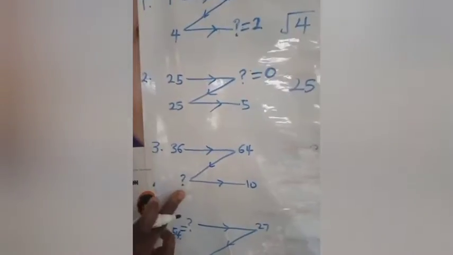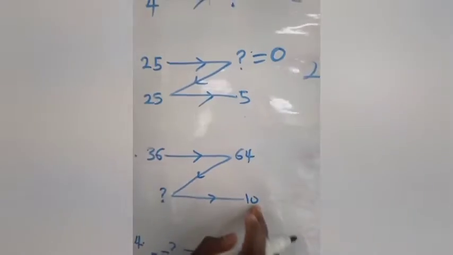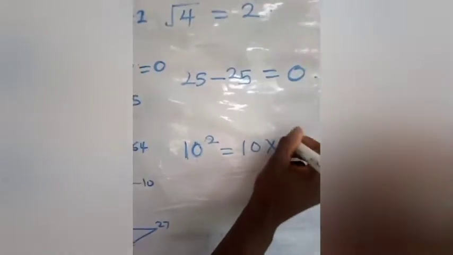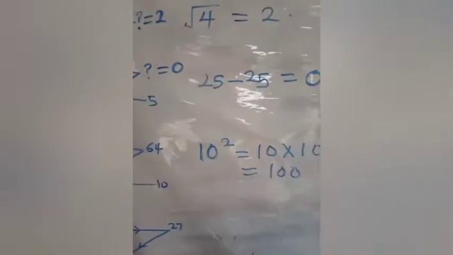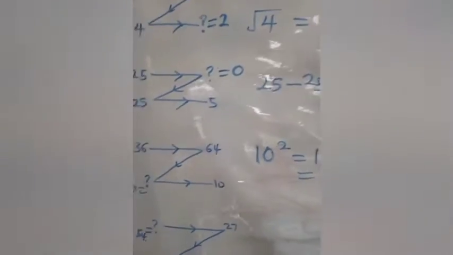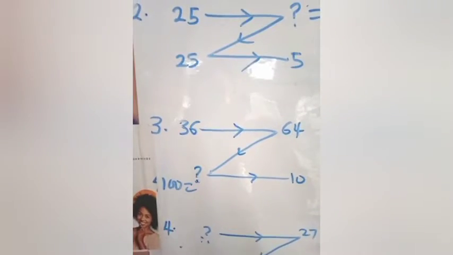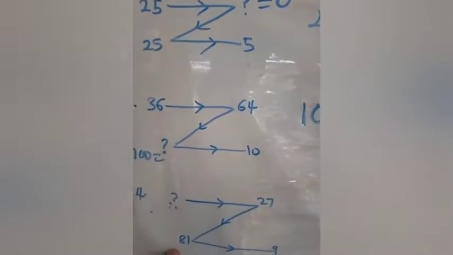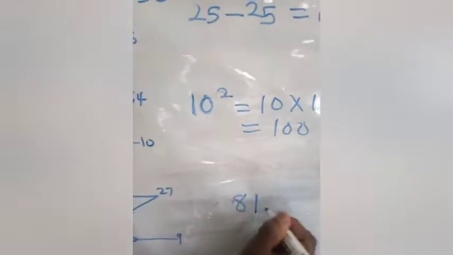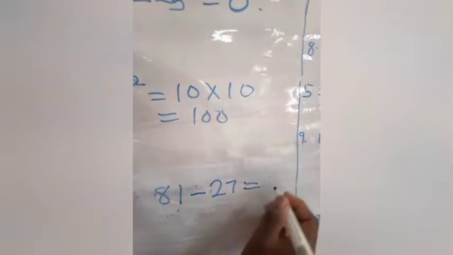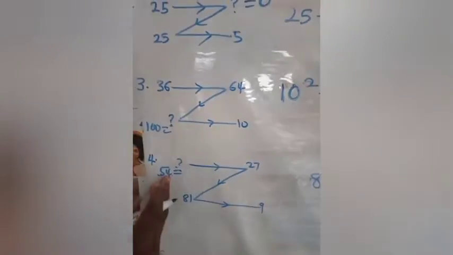Question 3. We are told to obtain the value here. And to obtain the value here, we have to square the value here. That is 10 squared, which gives us 10 times 10, which is 100. Question 4. We have to obtain the value here. And to obtain the value here, all we need to do is to subtract 27 from 81. 81 minus 27 gives us 54. So our answer here becomes 54.